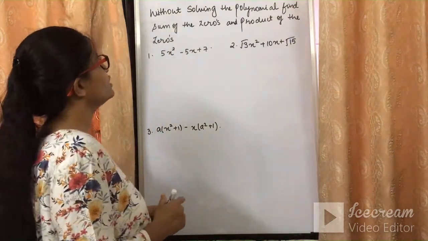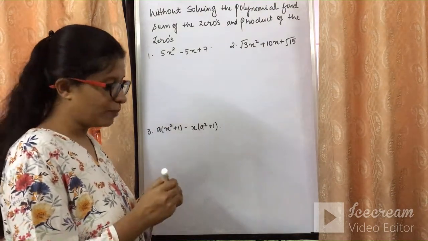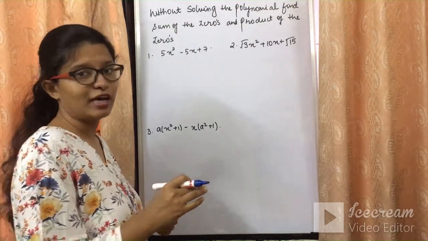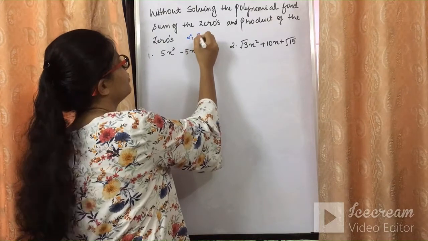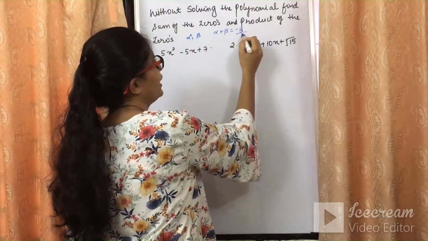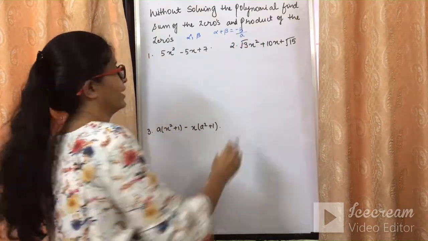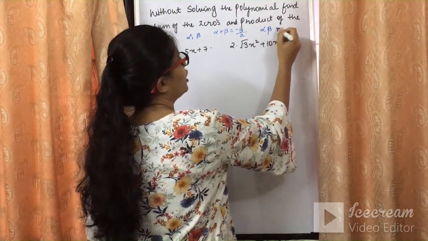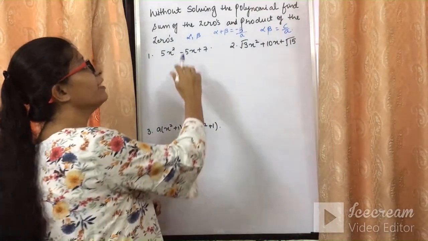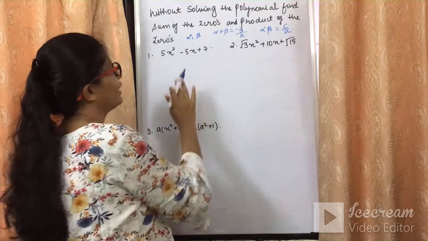The question given to you is: without solving the polynomial, find the sum of the zeros and the product of the zeros. In the last video we have already seen how we can find the sum. If we have alpha and beta, the two zeros, then the sum alpha plus beta is nothing but minus b upon a. That is nothing but the coefficients. This is the coefficient of x and this is the coefficient of x square. And the product of the two zeros will be c upon a. So by using these two formulas, we can find the sum of the zeros and the product of the zeros. Let's find it out.